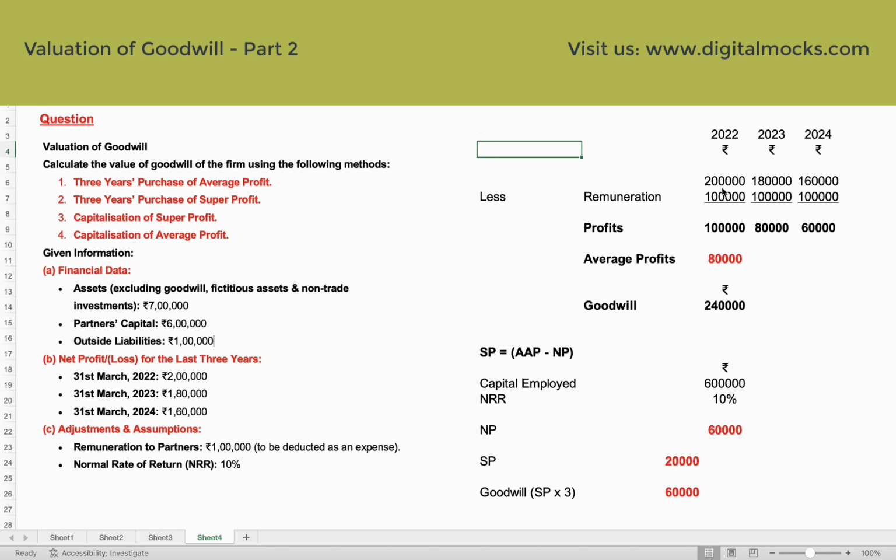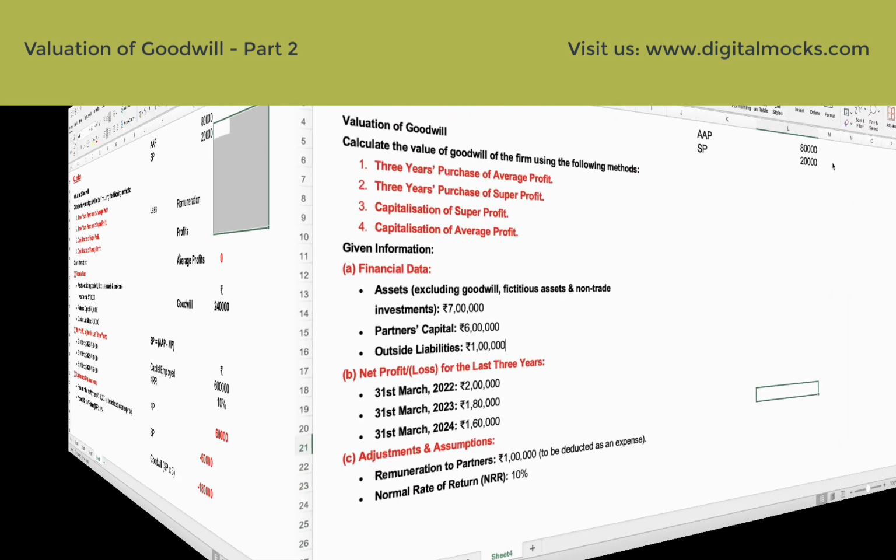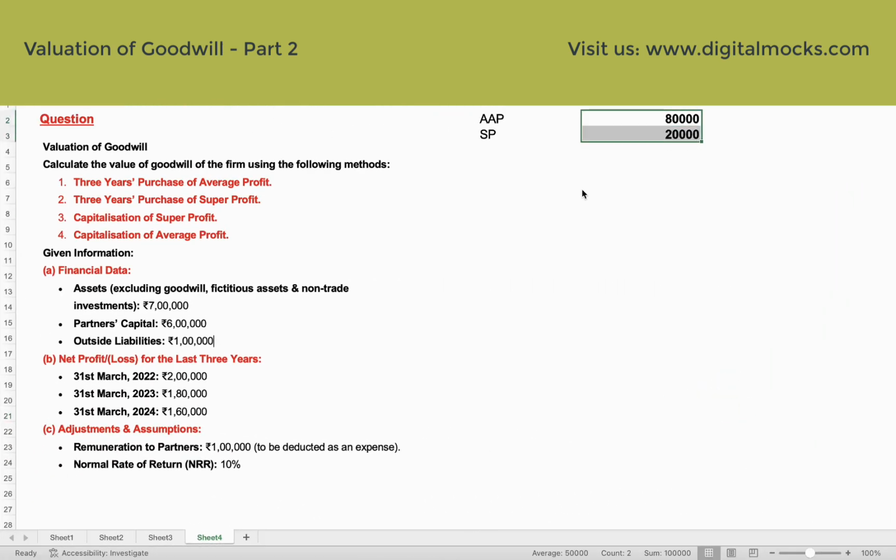Okay, so I'm going to delete all this data and write the required data which we will be using in methods three and four. We need the actual average profit, which was rupees 80,000, and the super profit, which was rupees 20,000. The rest of the data I am going to delete. So we have these two pieces of information now, and let's see methods three and four.